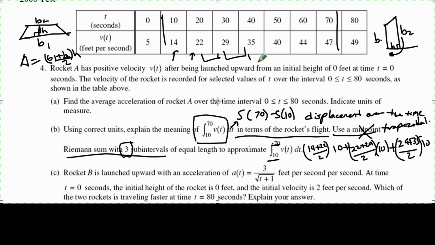And you do the next one, 35 plus 40 divided by 2 times the height of 10. 40 plus 44 divided by 2 times the height of 10. 44 plus 47 divided by 2 times the height of 10. You go until you're going from 10 to 70. And that is how you do a trapezoidal Riemann sum.